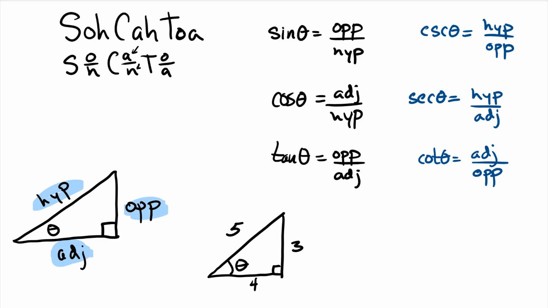So then we wonder, what's sine, cosine, tangent? What are all 6 trigonometric functions? So sine of theta is going to be our opposite, which is 3, over our hypotenuse, 3 over 5. Cosine will now be our adjacent over our hypotenuse, 4 over 5.